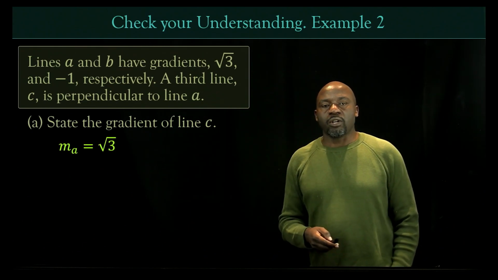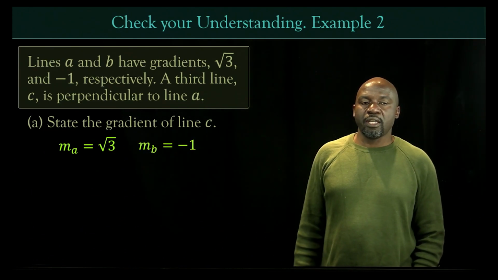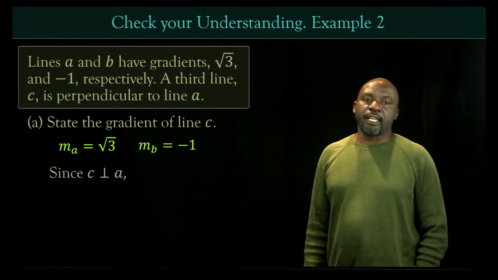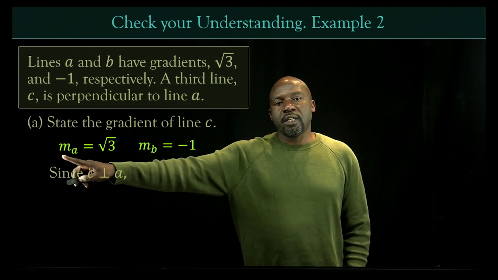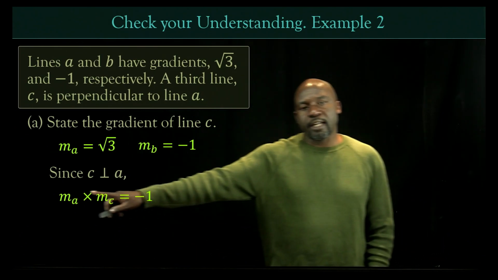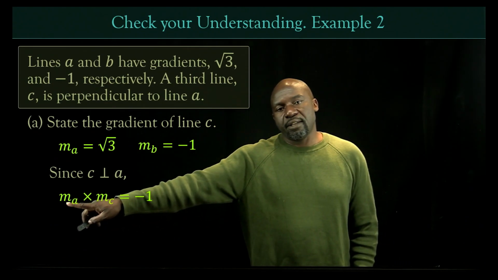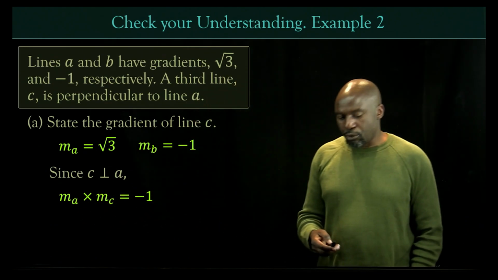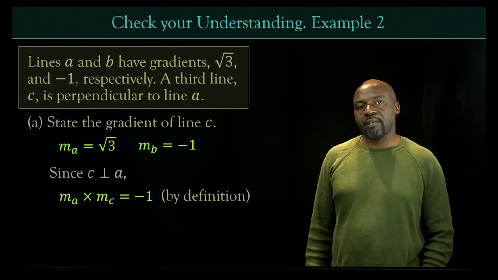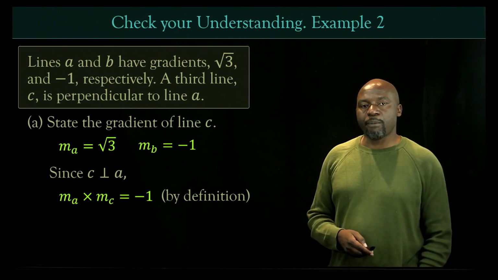Because they are perpendicular, we know the gradient of line A is √3, the gradient of line B is -1, and we are told that line C is perpendicular to line A. So M of C times M of A must be equal to -1. The gradient of line A is known, which is √3. So √3 times the gradient of C must be equal to -1. This statement is true by definition for perpendicular lines.